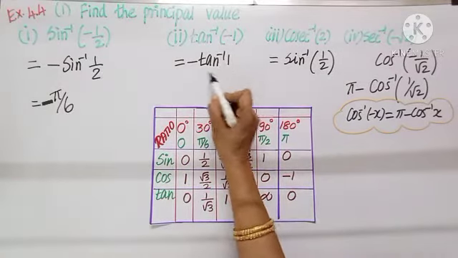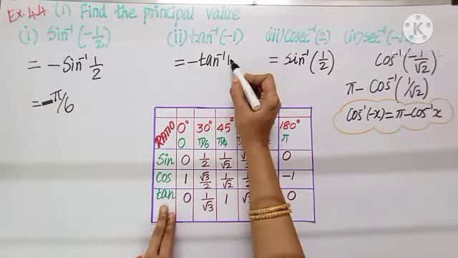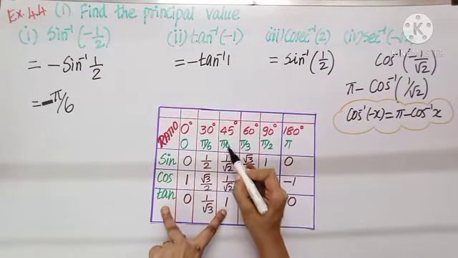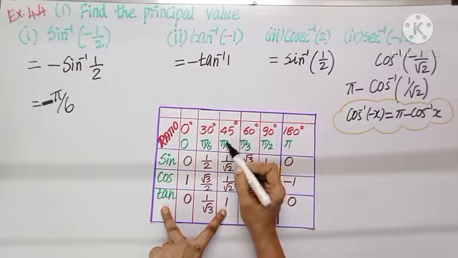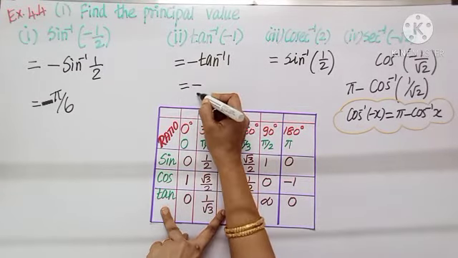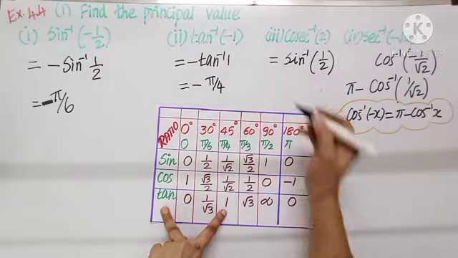Now we are in tan inverse. Refer to tan table. 1 I have. In tan, where I get 1? Straight across. The radian is pi by 4. So my answer is, this minus symbol will come as it is, tan inverse 1, pi by 4.